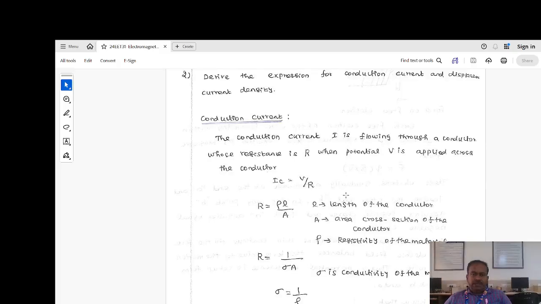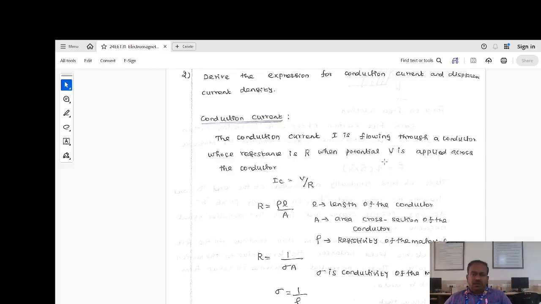So first we go with the conduction current. The conduction current I is flowing through a conductor whose resistance is R when potential V is applied across the conductor. So IC equals V by R, the relation from Ohm's law. IC is the conduction current.